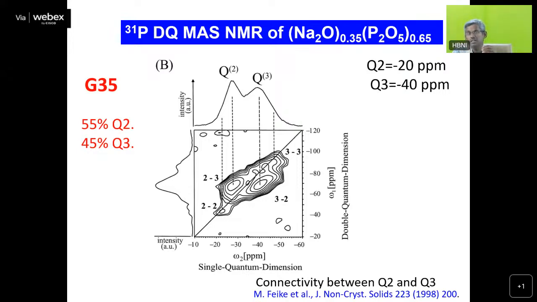So let us move further and see what information you can get from this pattern. What inferences can we draw from this NMR spectrum? As I mentioned, this contains only 35% sodium oxide, and from just the one-dimensional NMR, I have evaluated how much is Q2 and how much is Q3. So Q3 is relatively less, Q2 is more.